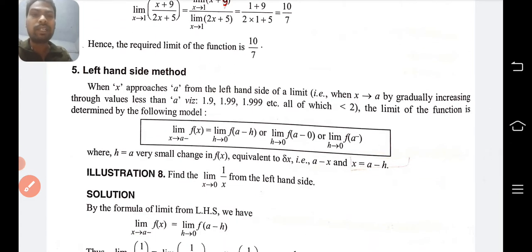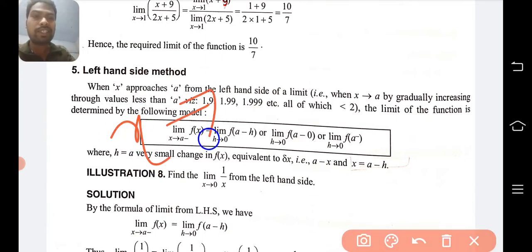Next, come to the left hand side method and right hand side method. These two methods are very essential, and you have to clearly understand what the left hand side method and right hand side method are. Okay, in our earlier classes, I have already talked about the definition of limit and how we are going to calculate the limit.